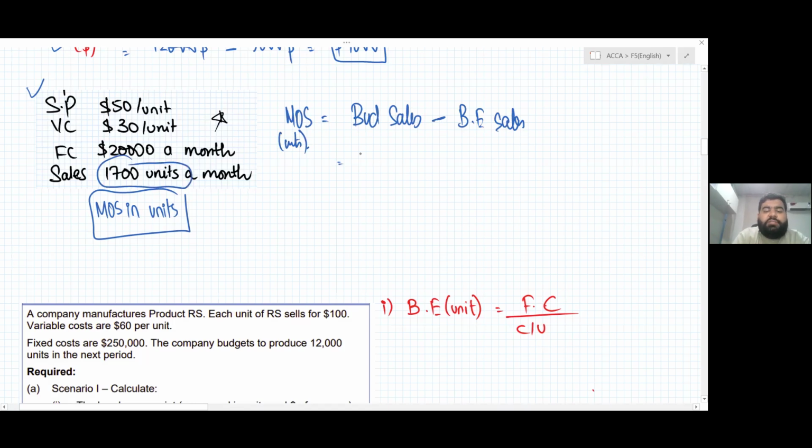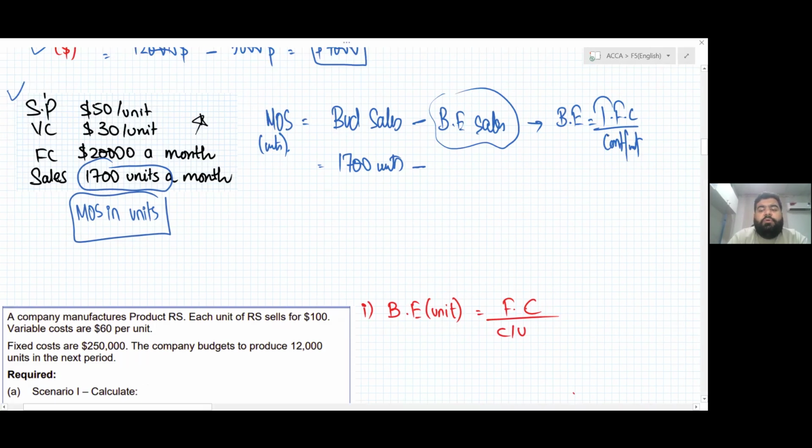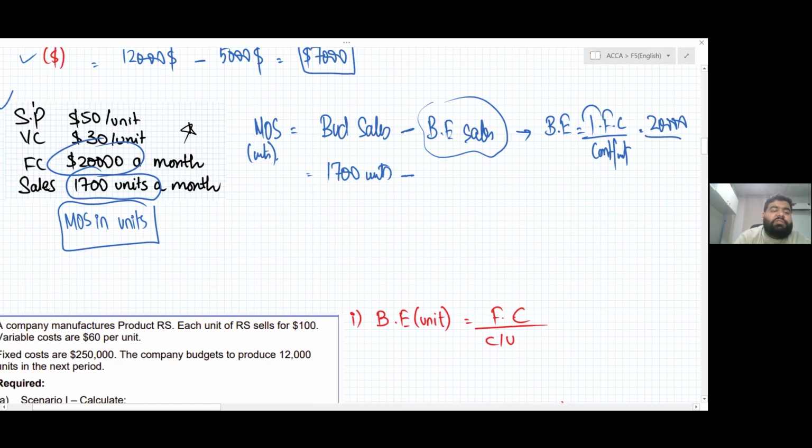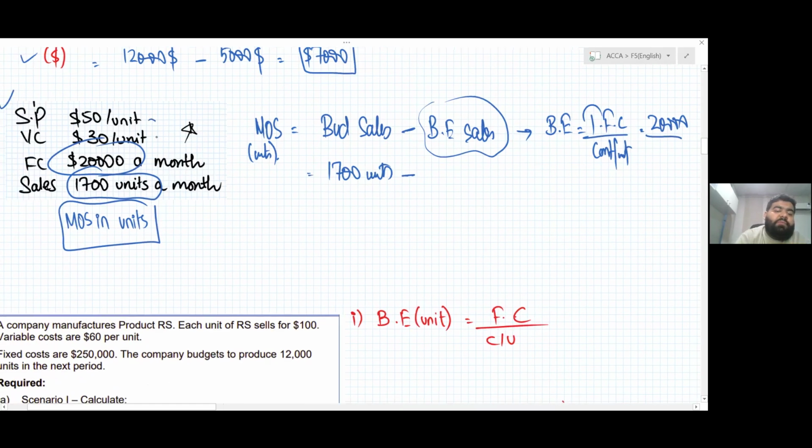So you have done 1700 sales in units this month, minus you have to calculate break even sales. For this break even sales, I'm going to use the formula that I know. Break even point is total fixed cost divided by contribution per unit. Fixed cost is 20,000, as written, divided by contribution, which is selling price minus variable cost, 50 minus 30, so 20. So it's 1000 break even sales units.